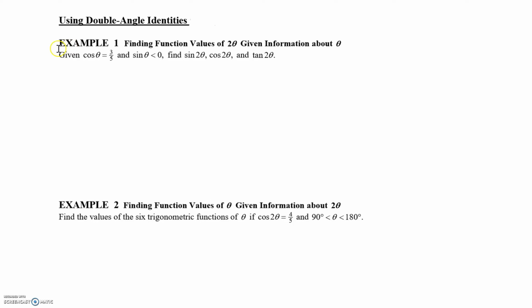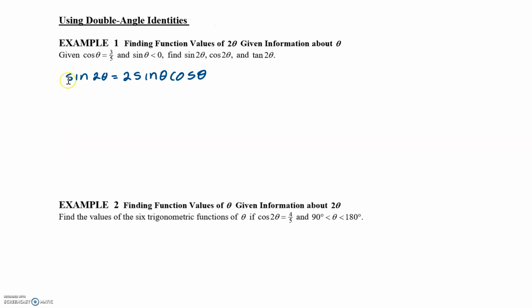Hello again. In this video, we're going to look at the following two examples using double angle identities. Example 1: find function values of 2 theta given information about theta. We know that cosine of theta is 3/5 and sine of theta is negative. So we want to look for sine of 2 theta.